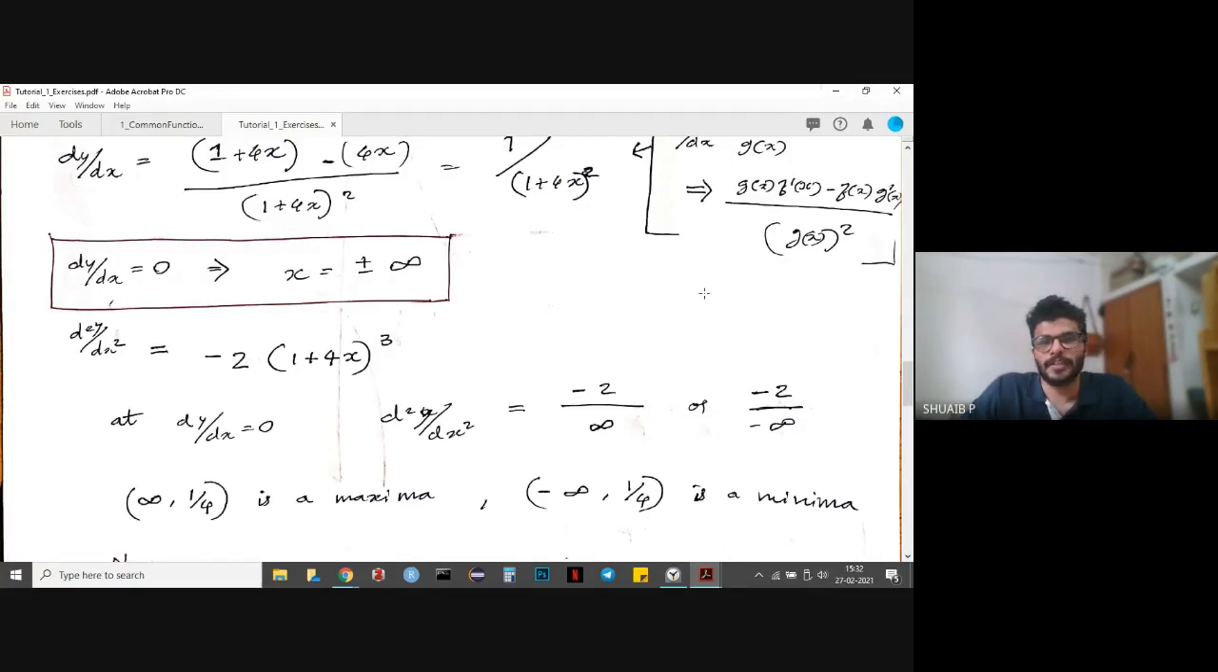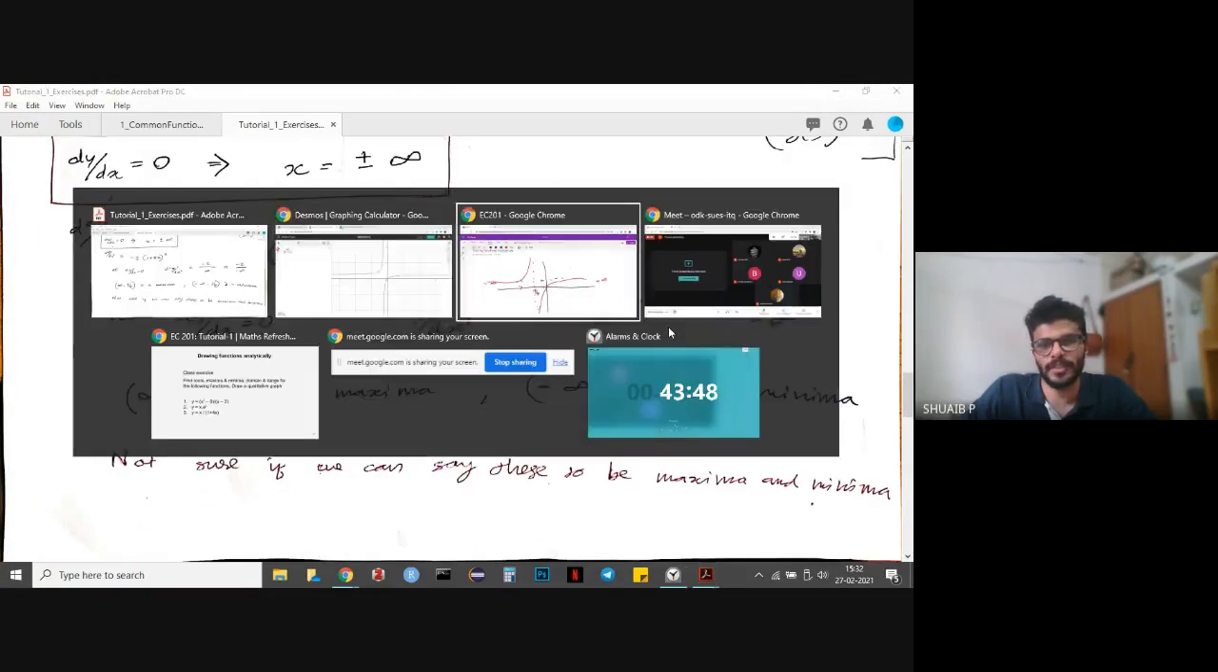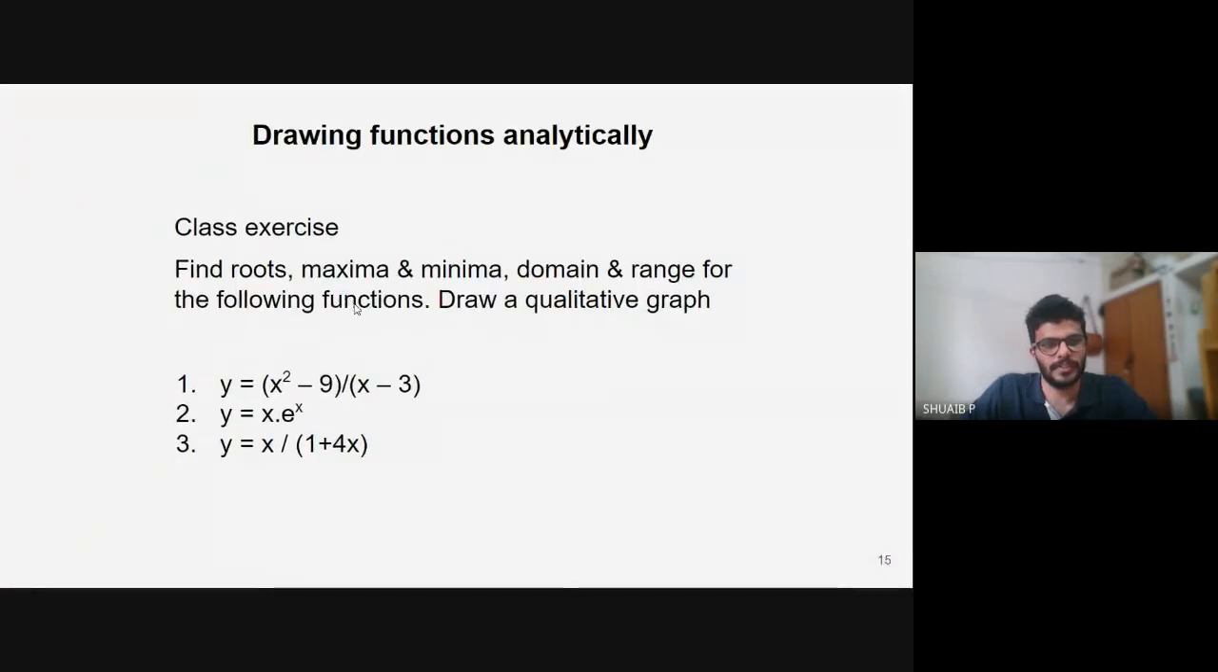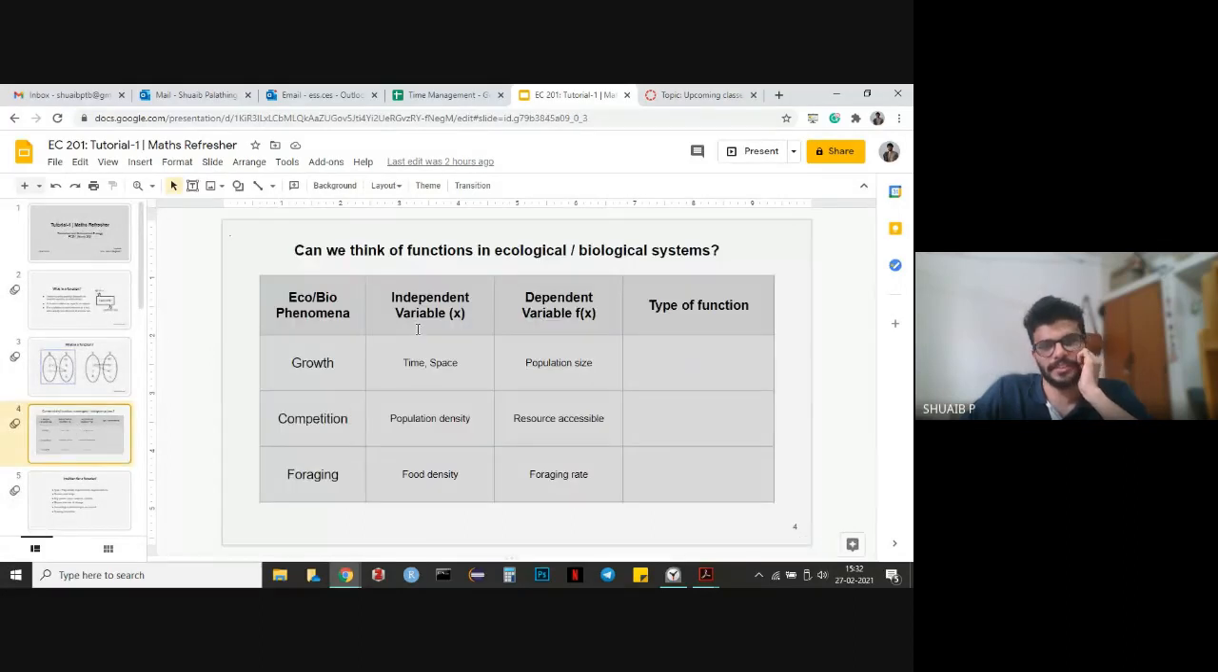So then I think we can wrap this up and move on to our presentation. Yeah, so we initially had discussed suggesting some functions which we could find in ecological systems. So I think we can now go back to that. First we can go with the foraging behavior, and think of how foraging rate would change as a function of food density.